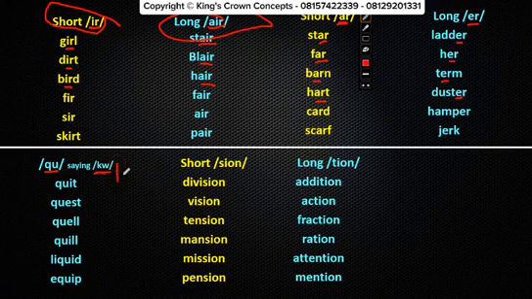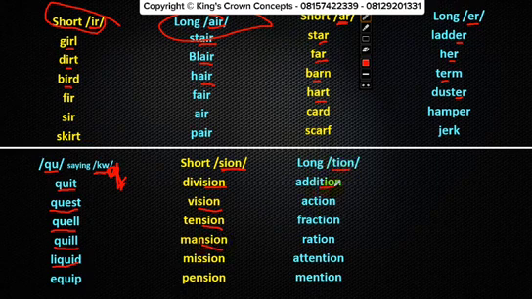We have the sound Q, as in quell, quill. Shun, as in division, tension. We have long shun, as in action, fraction, attention, mention.